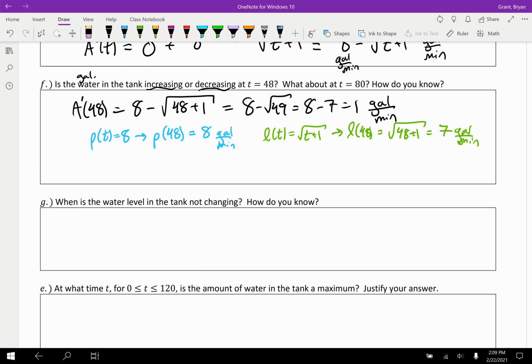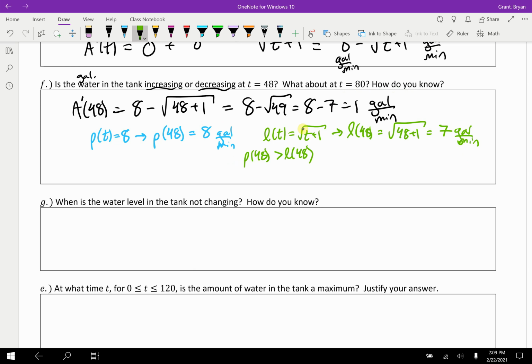So two ways to think about this. Don't forget to answer the question, because they asked if the water's increasing or decreasing. The answer is increasing at 48. And you could either say because A prime of 48 is positive, or you could compare the individual rates and you could say something like because P of 48 is greater than L of 48.